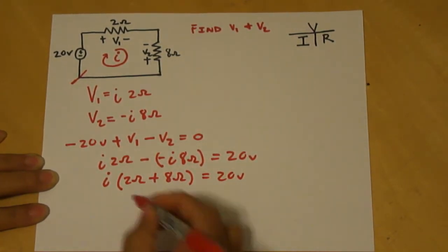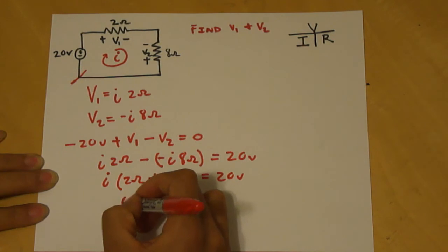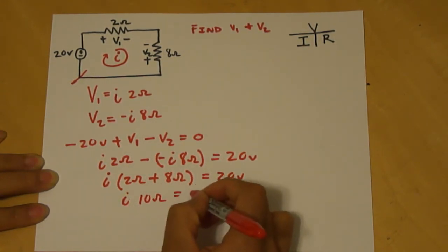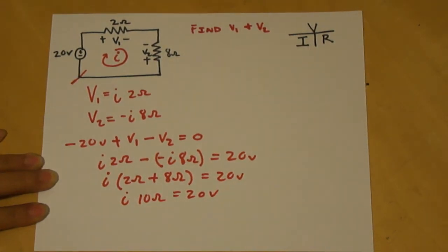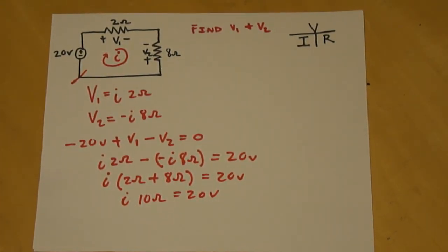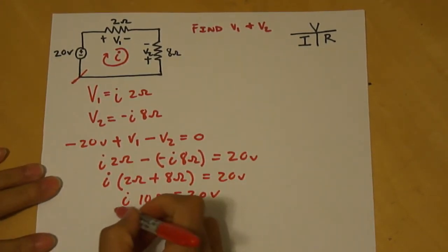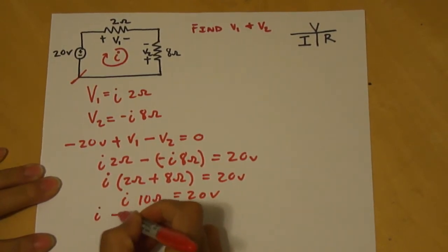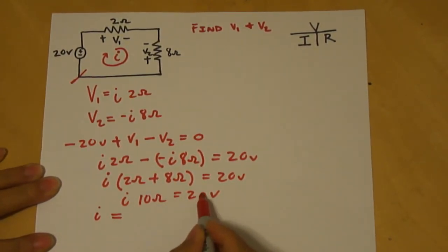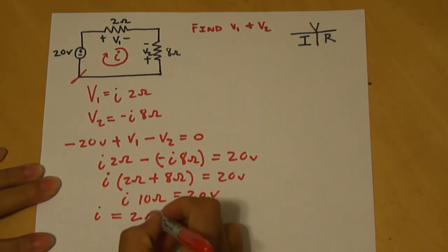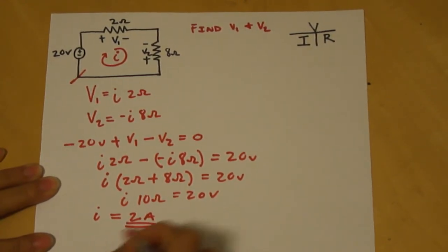And 8 plus 2 is 10. So I times 10 ohms is equal to 20 volts. Moving right along, we can continue to solve for this I, which is going to be equal to 20 divided by 10, which is 2 amps.